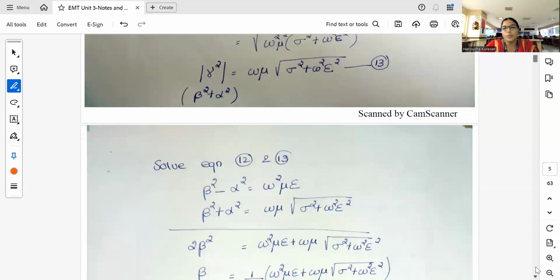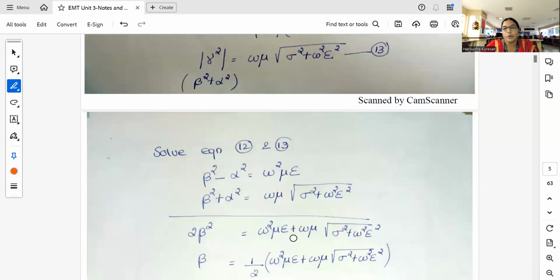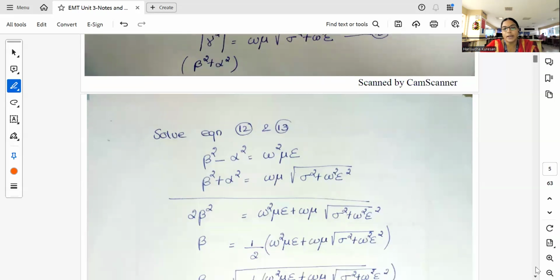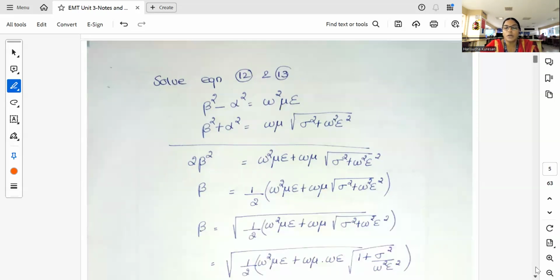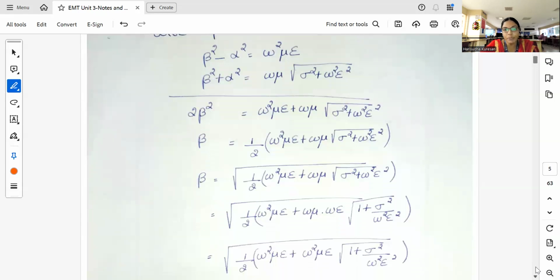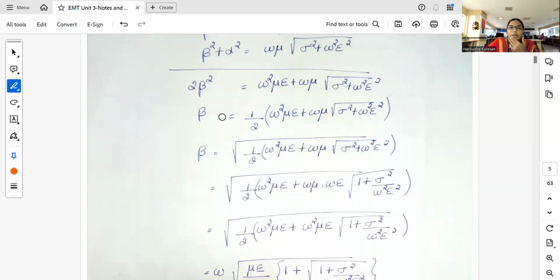You'll be getting 2 beta square is equal to omega square mu epsilon plus omega mu square root of sigma square plus omega square epsilon square. So you just try to solve for beta. From this equation, again rearranging, you get beta square is equal to 1 by 2 times omega square mu epsilon plus omega mu square root of sigma square plus omega square epsilon square. So actually this is beta square. When you remove the square on the left hand side, your right hand side will become the square root.